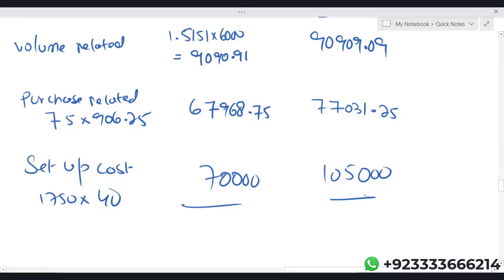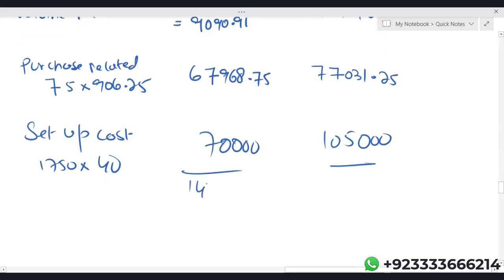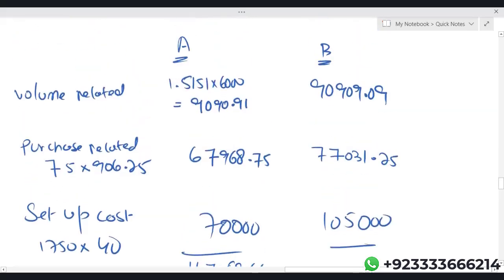So 9090.91 plus 67,968.75 plus 70,000. So I'm getting 1,47,059.66. Beta also, even though not required in this question right now which we are solving, but maybe needed after that.